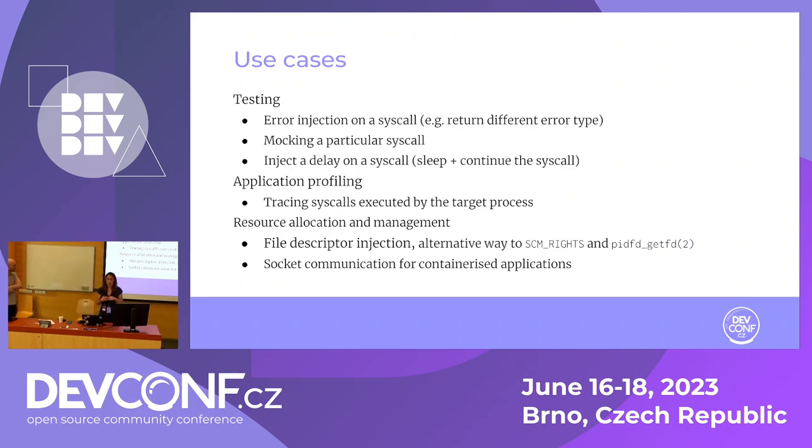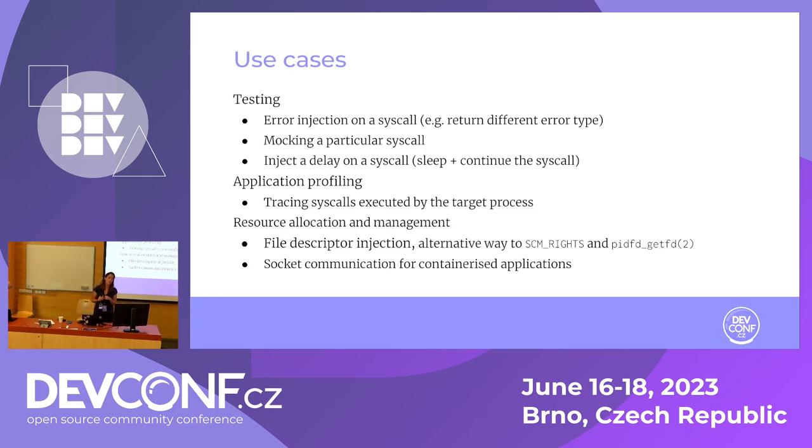However, security is not the only use case. We think it could also be used in other contexts, like for example, testing. You could inject some error if you execute a certain syscall, for example if you want to simulate how your application behaves on different errors. You can also mock a syscall, so not execute that particular syscall on your system, or maybe inject some delay, simply a sleep, and then continue the syscall. We have deep introspection of arguments, so that could be used for profiling your application. For example, it could be an alternative to a tracing tool that uses ptrace today.